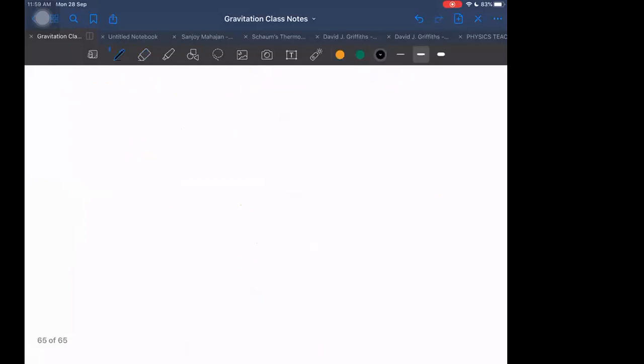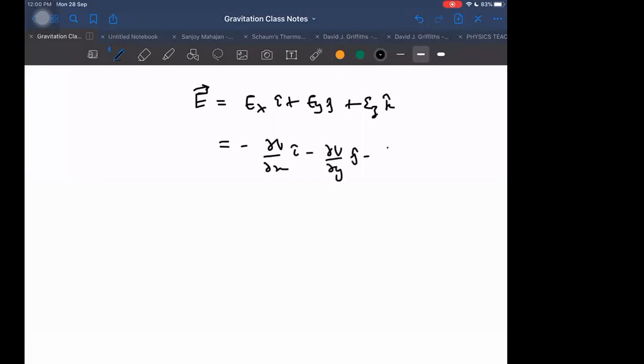So right, next we have potential, and one more thing I would like to add here. E can be written as, quickly, adding 3 vectors: Ex i cap plus Ey j cap plus Ez k cap. That is equal to minus del V by del x i cap minus del V by del y j cap minus del V by del z k cap.